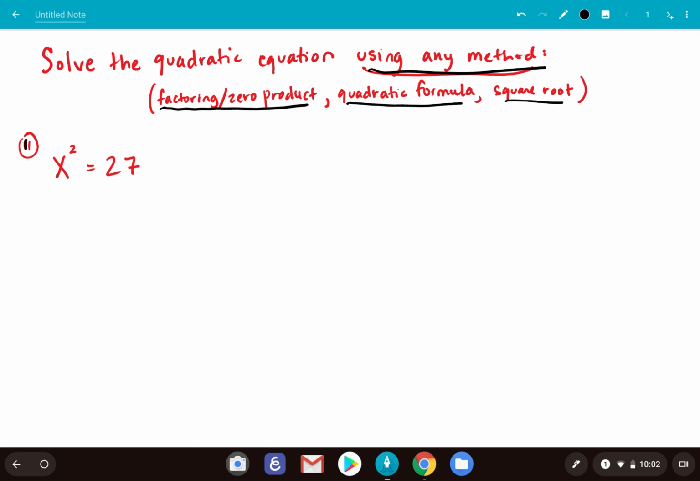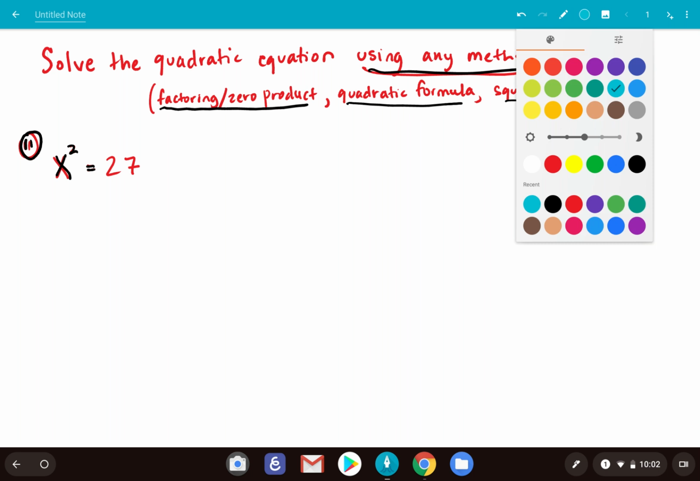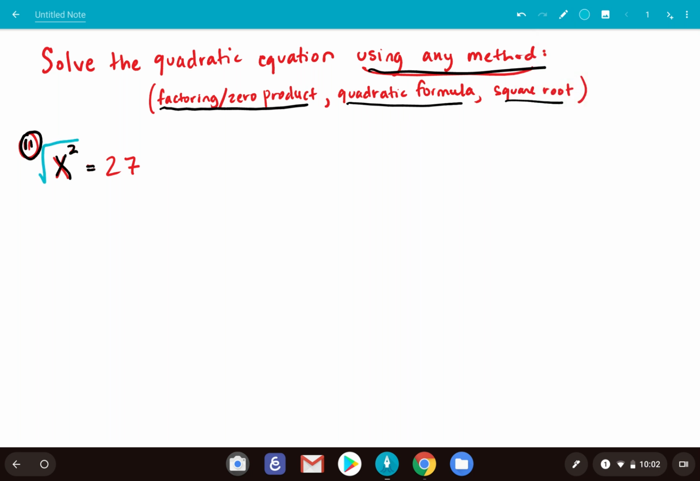For number 11, this one's set up perfectly to take the square root of both sides. You have something squared equal to another number, so I can go ahead and just take the square root of both sides of this equation. So the square root of x squared is x, and then the square root of 27 is positive or negative square root 27. And it says you need to write your radicals in simplified form.